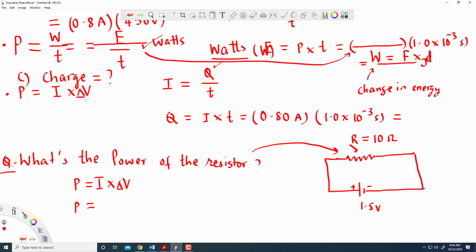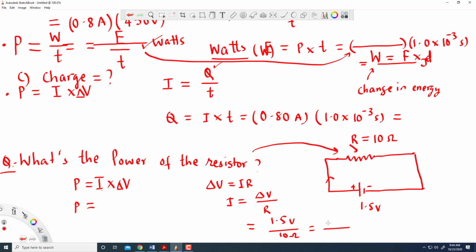We know that we can find I, because we have Ohm's law. Ohm's law gives us delta V is I times R, so I would be delta V over R. Delta V is 1.5 volts over 10 ohms. So that would be the current through the wire.